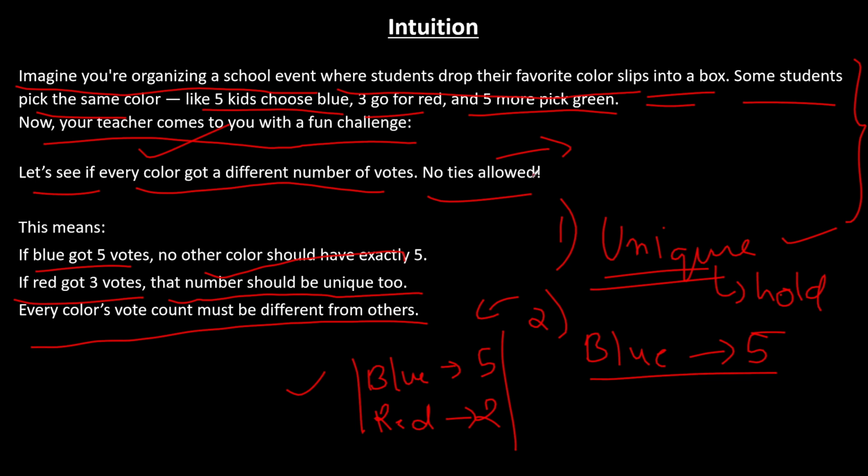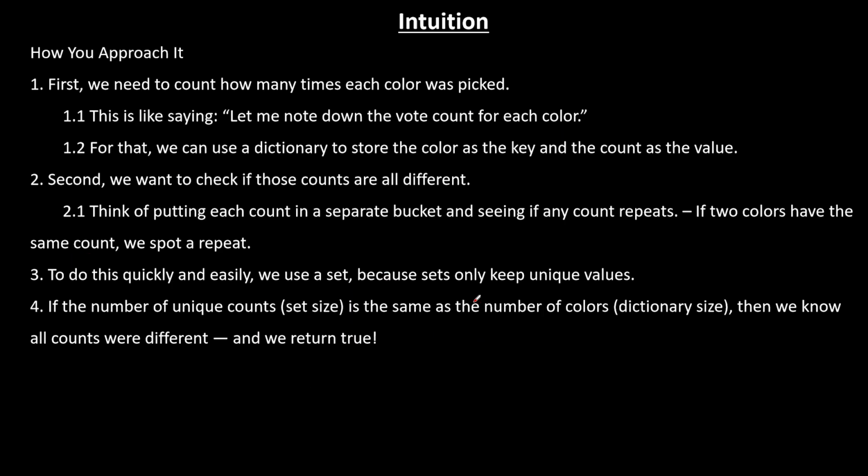Now we got the intuition that we need to store the count first of all, and the structure has to be such that the left hand side carries the name and the right hand side carries the value, and then we need the uniqueness. So how will we do it? First, we need to count how many times each color was picked. It is like saying, let me note down the vote count for each color. Like for blue, we got 3.